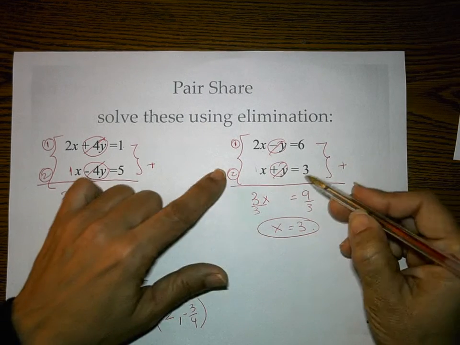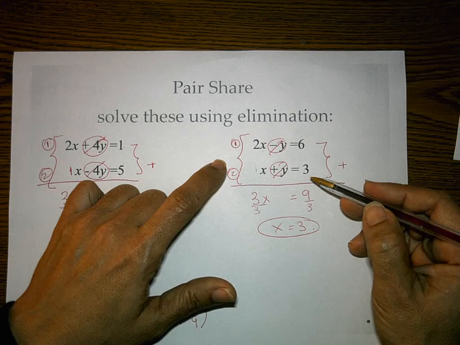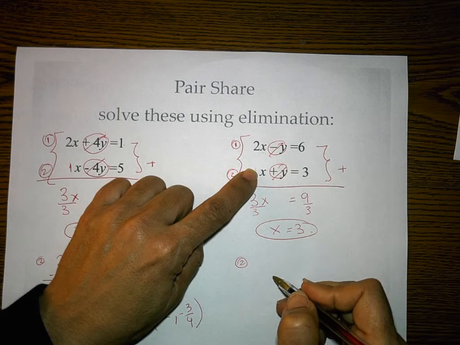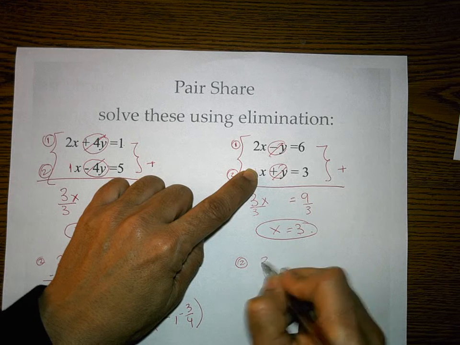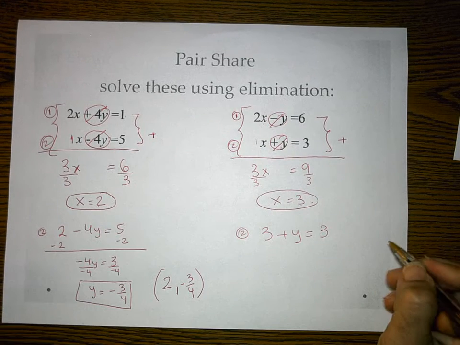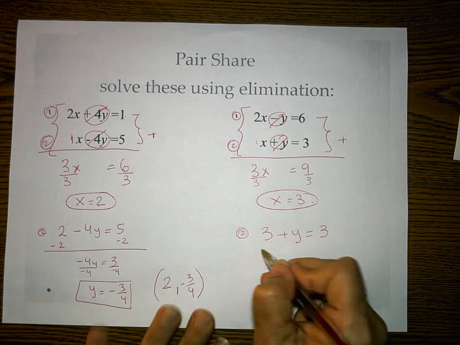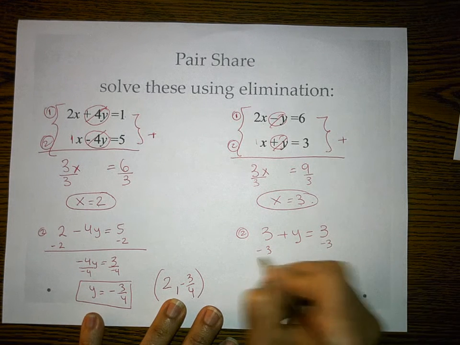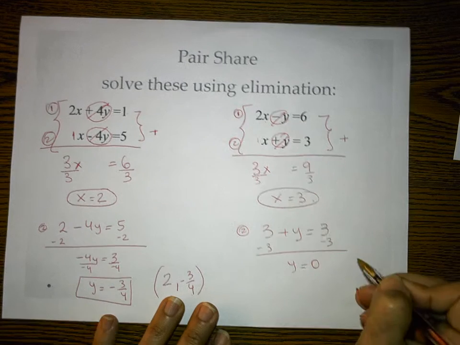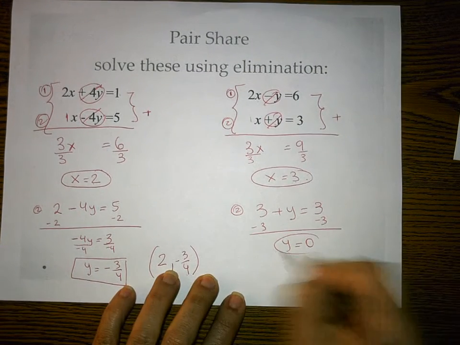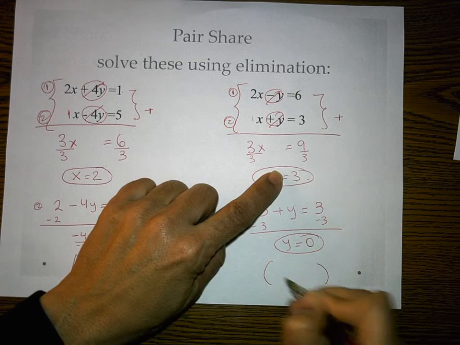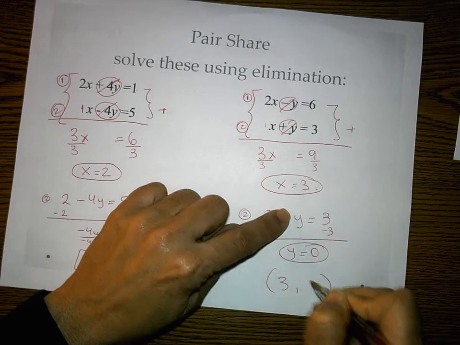I know x equals 3. Go back. Pick either equation you want. I'm going to pick number 2 again. Okay? Number 2 says x, which is a 3, plus y equals 3. I need to get y by itself, so I'm going to subtract the 3 from both sides. And we get that y equals 3 minus 3, which is 0. That's okay. All right, there's my y value. So my ordered pair is x comes first, so it's 3, comma, 0, right here.